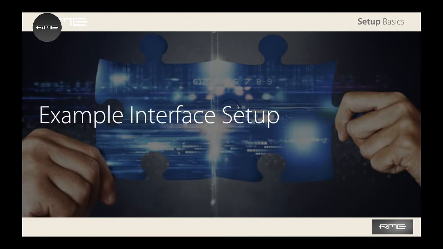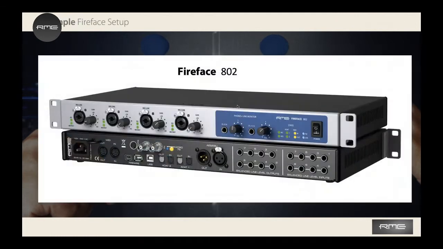So let's have an example of an interface setup with RME. For this example, I chose a Fireface 802, and every interface has inputs and outputs: for instance, your microphone inputs and headphone outputs, line level outputs, digital outputs, line level inputs, and you have several computer connections, MIDI in, out, etc. Just for your information, if you're using a USB connection here, you need to install the USB driver from our website. And if you're using a FireWire connection, you need to install the FireWire driver.